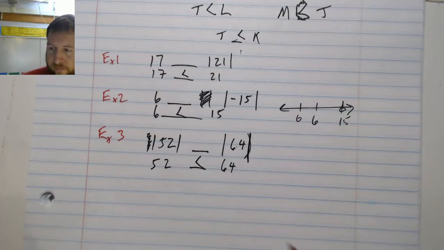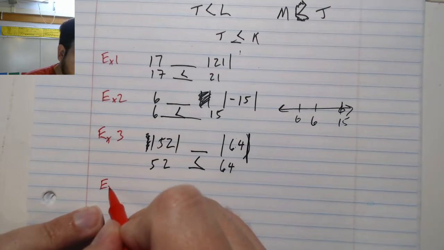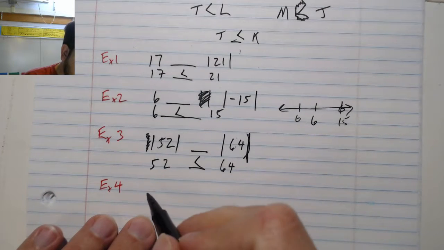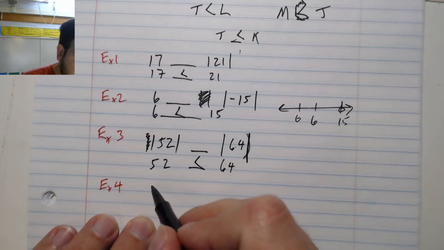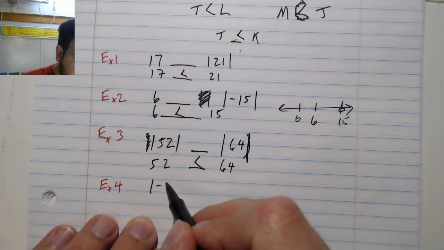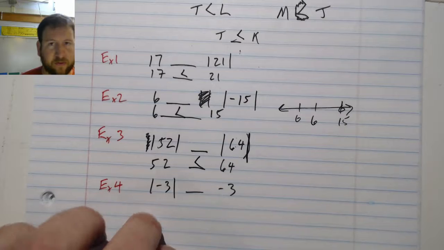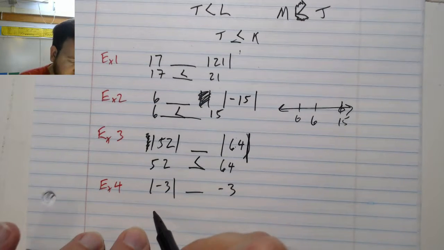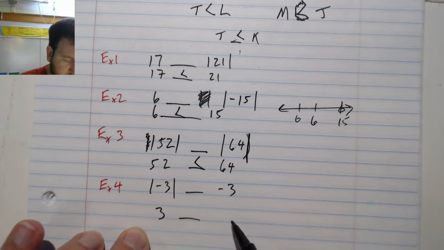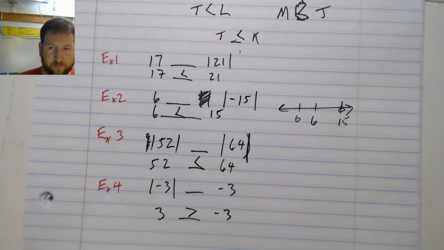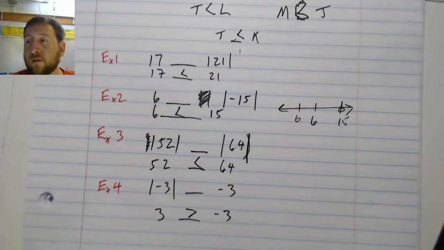Last example. We're going to take a look at the absolute value of negative 3 compared to negative 3. And this one simply goes to 3 compared to negative 3, leaving 3 bigger. Make sense? I hope so. Good luck.